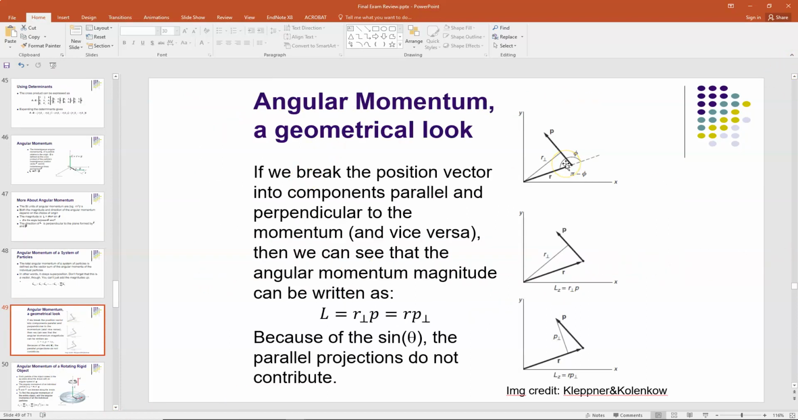If you break the position vector into components parallel and perpendicular to the momentum, or vice versa, then you can see that the angular momentum magnitude could be written as L is equal to R perp P. And here, R perp is your lever or moment arm, okay? And it's the portion of R that's perpendicular to P, because that's the only part that contributes due to the sine theta.